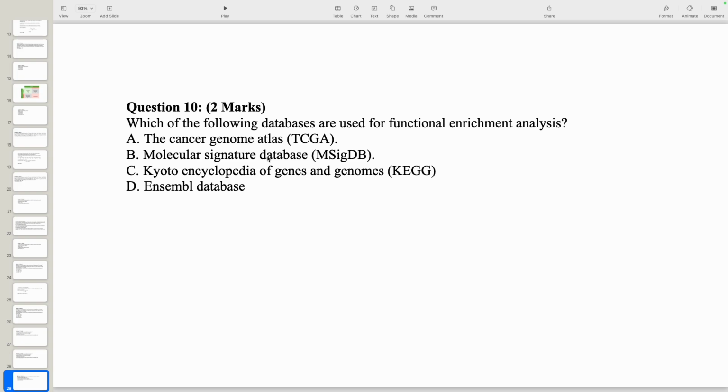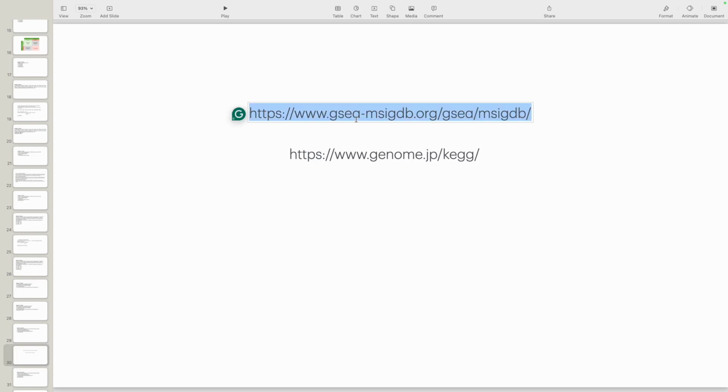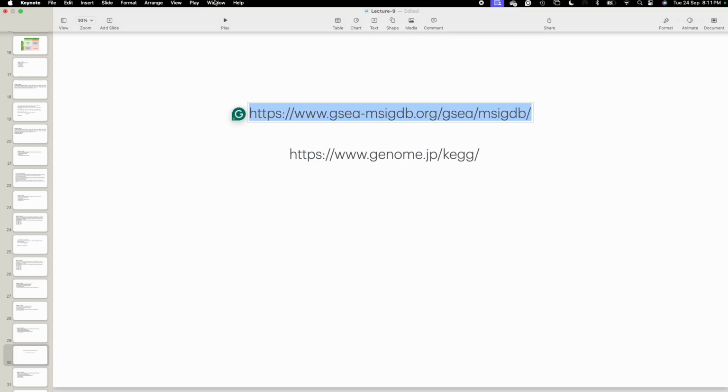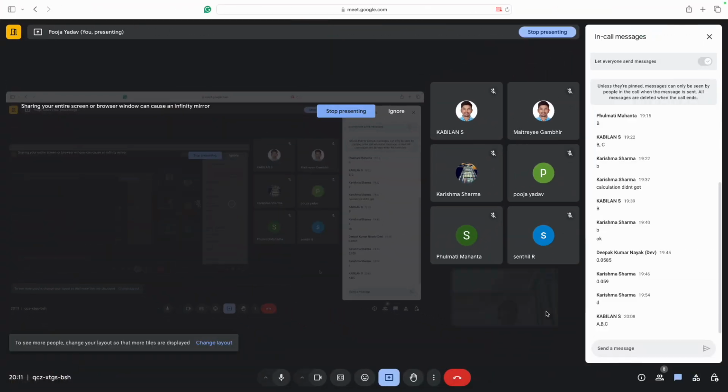So one is the Molecular Signature Database and the other is Kyoto Encyclopedia of Genes and Genomes, which is KEGG. So I'll share these two links in the chat box. Please have a look at these databases.